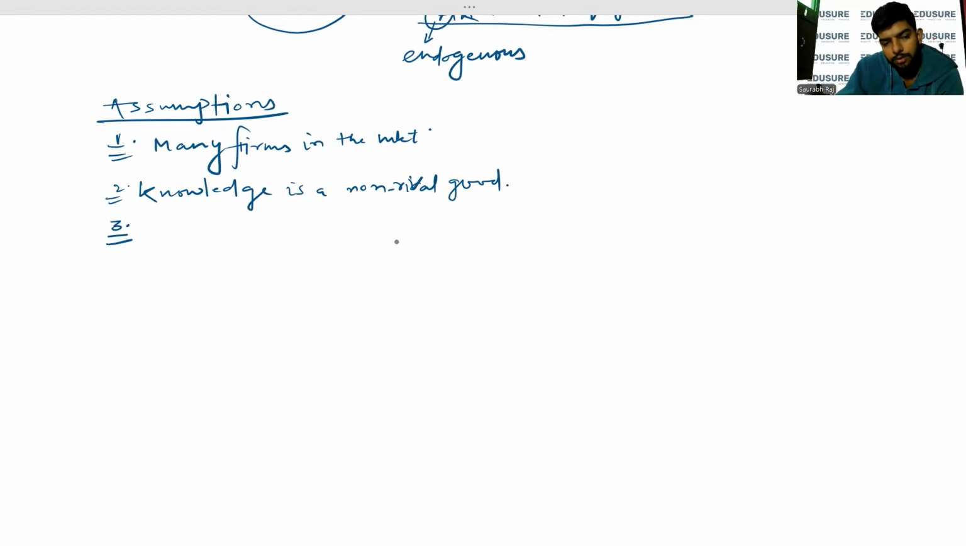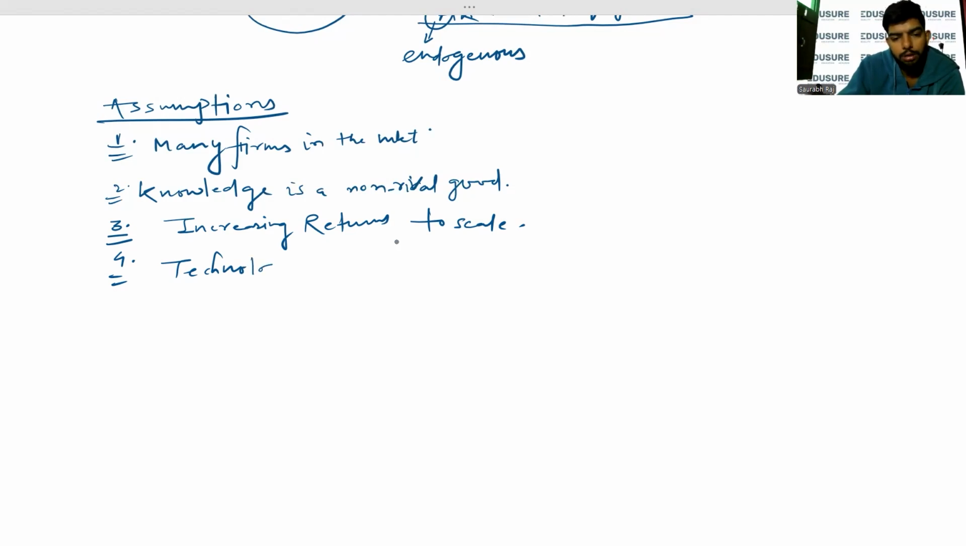Three, there are increasing returns to scale. And the last one is that technological advancement comes from what people do. Technological advancement occurs from what people basically do.